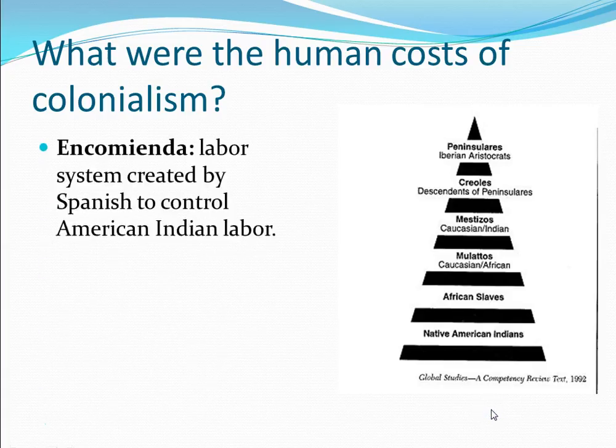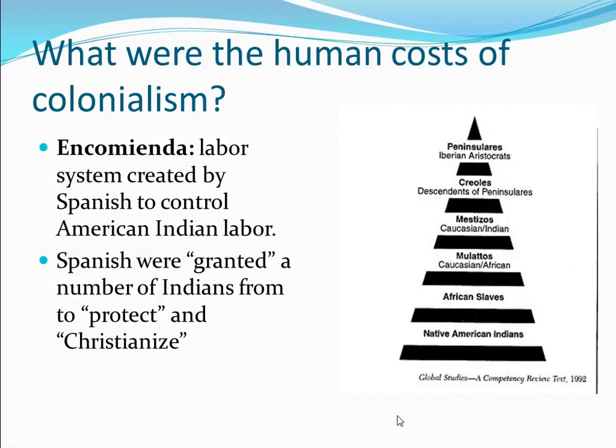So first we have the encomienda system. It was a labor system created by the Spanish to control American Indian labor. And there were all different classes of people in the encomienda system based on their race. So even people of mixed races, by varying degrees, belong to a different class, and you can see down here. So this triangle over here shows the hierarchy of race that the encomienda system established in Latin and South America.